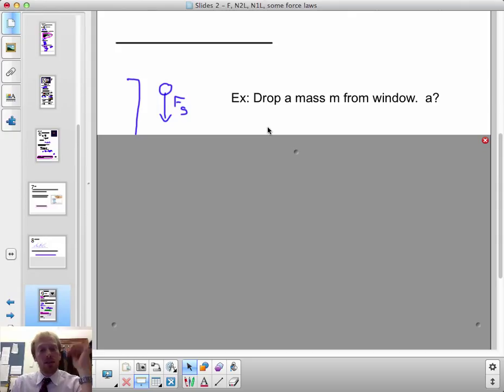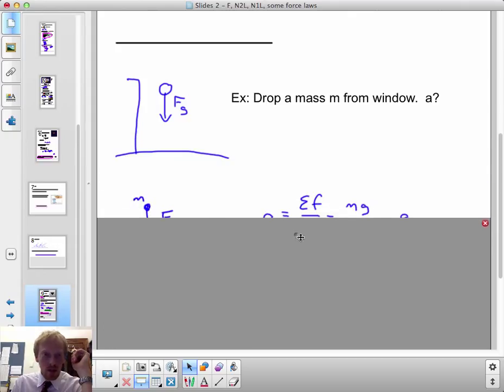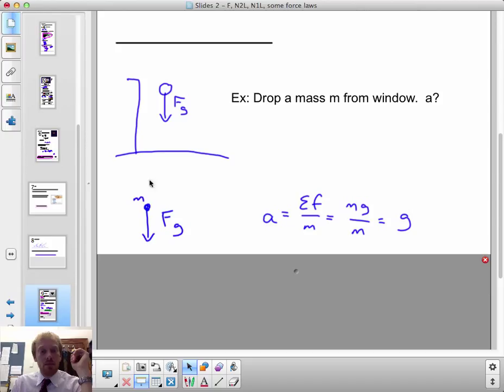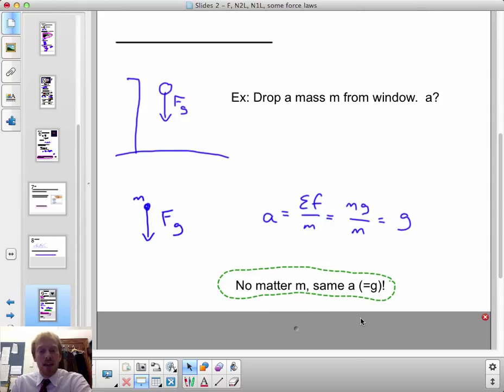So here, let's do an example. Let's say I drop a mass m from a window. What is its acceleration? Well, there's a free body diagram. Only gravity acts on it. It acts in the downward direction. There's the mass labeled m. The acceleration is the combination of forces divided by the mass. And there's only one force, the gravitational force, mg. And look, the mass cancels. So no matter what the mass of an object is, its acceleration has a magnitude of g. No matter the mass, you have the same acceleration. It's equal to g down.